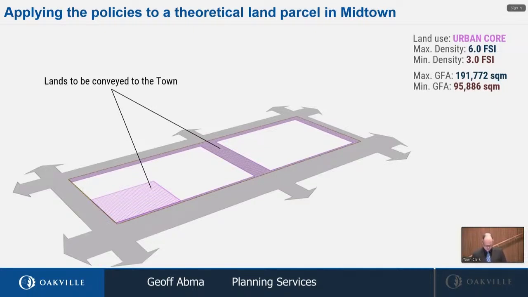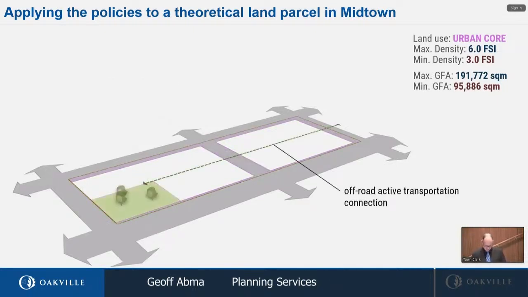This area together represents land that needs to be conveyed to the town before construction of a new development can proceed. And then also looking at the active transportation schedule, which is Schedule L6, we see that there is an off-road active transportation connection identified through our site. And while the landowner does not need to convey land to the town for this connection, it does need to be accounted for in the design of the site.